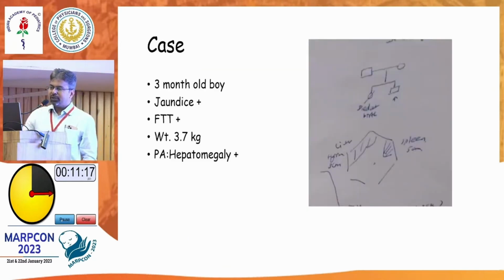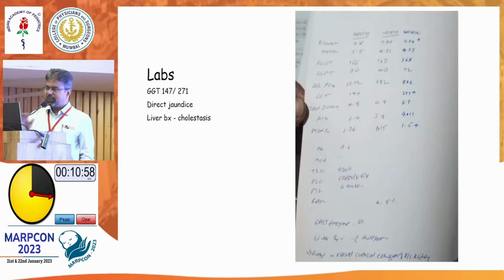So let's go with the case. This is a 3-month-old boy having jaundice and failure to thrive. At 3 months, this child is 3.7 kg and has hepatosplenomegaly. This is a true case where the first child died at birth, and this is the second child, who has this hepatosplenomegaly. So we did the tests.